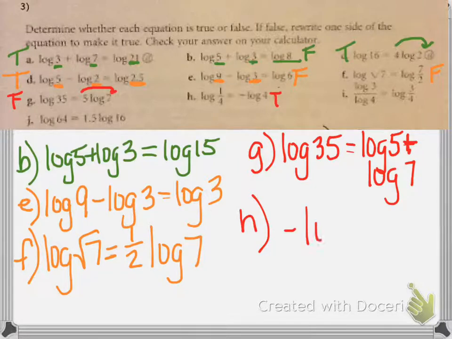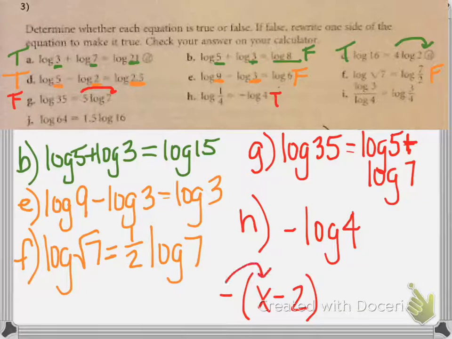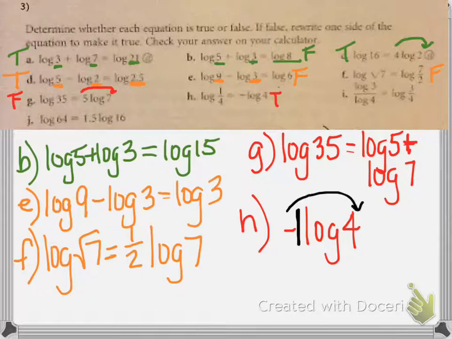This negative log of 4, when we think about something like negative x minus 2 and we think about distributing, we always say that there is really an imaginary negative 1 right here. Well, it's the same thing for our log. There's an imaginary negative 1 that's being multiplied by our log. And when we have a number being multiplied in front, remember that becomes an exponent. So this is rewritten as log 4 to the negative 1 power.